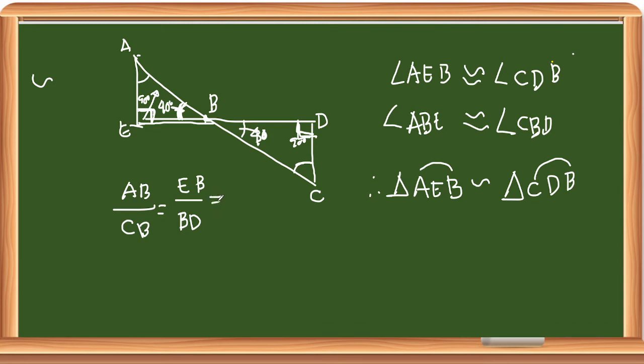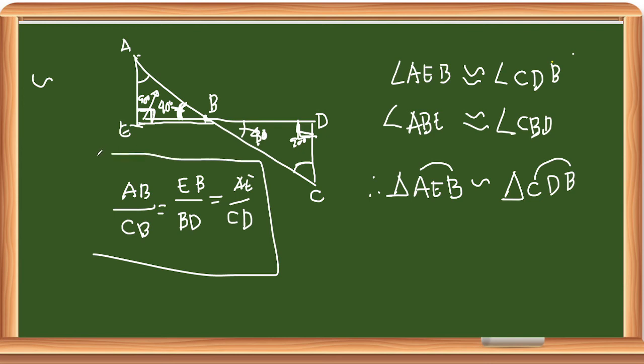And then, lastly, the corresponding side of AE. Look at the angle. This is 40. Opposite the 40 is AE. In the other triangle, the side opposite the corresponding angle is side CD. So, that is its corresponding side.